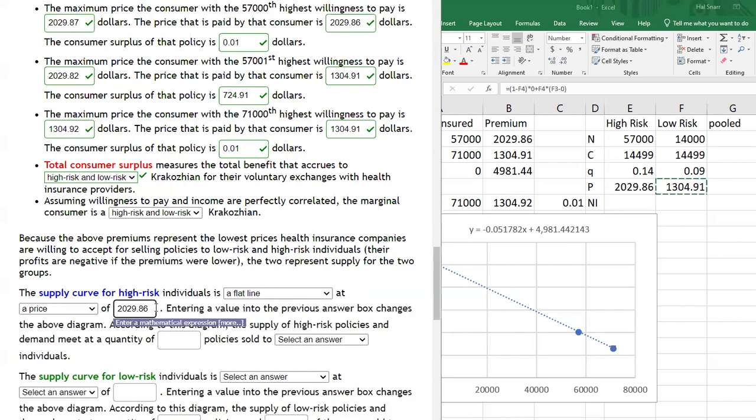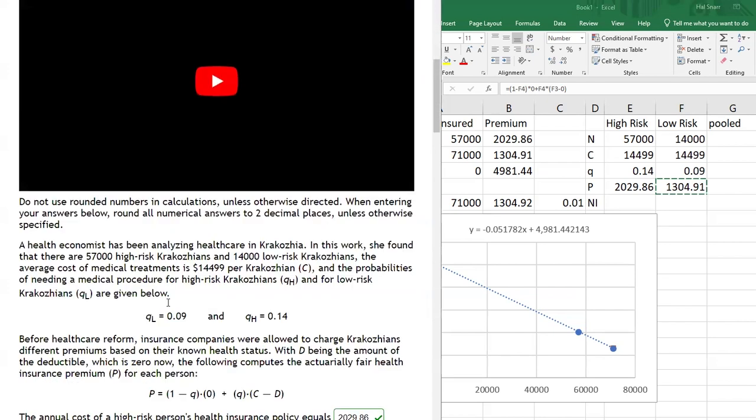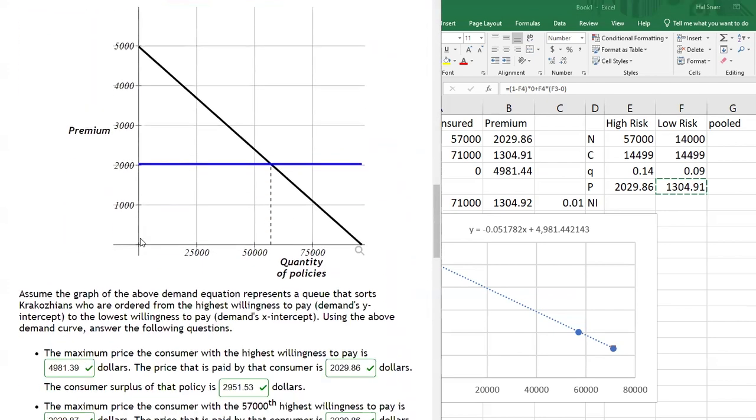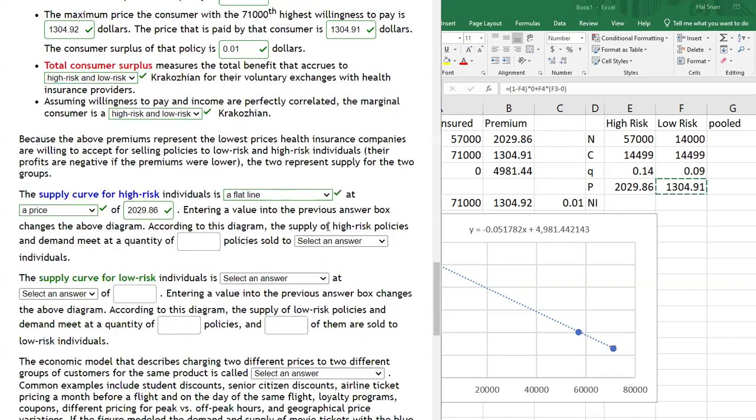When I press enter, the red triangles are gone, and I draw in this blue line with the dashed line coming down from their intersection. At this intersection is the 57,000 high-risk Caucasians. The supply of high-risk policies and demand meet at a quantity of 57,000.